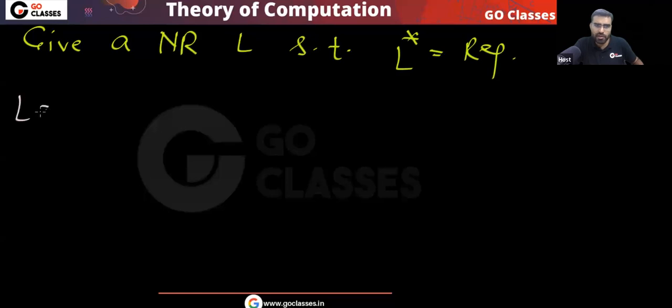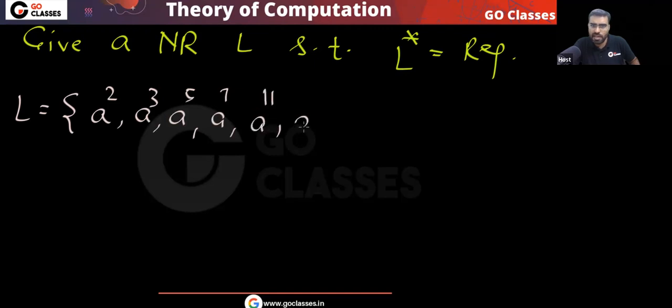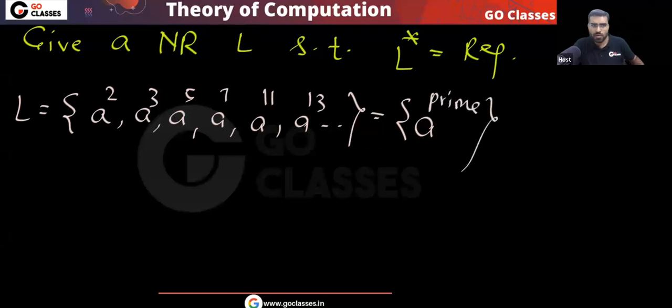See, you can give L equal to a power prime. Agree? Just take this: a power 7, a power 11, a power 13. So a power prime. Tell me, what will be L star? In L star, which strings can you create?